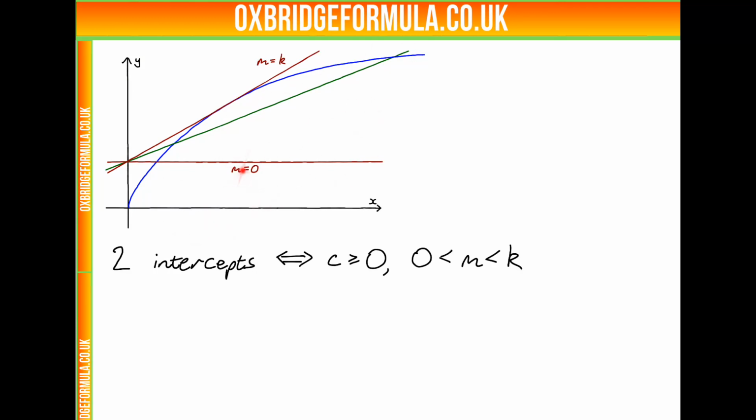Okay, so here's a smaller sketch of our setup, and we've deduced that there are 2 intercepts if and only if c, our y-intercept, is greater than or equal to 0, and m is strictly between 0 and k. But what is k? Well, k is this special value of the gradient m, such that even when we have c greater than or equal to 0, if m equals k, then we have just 1 intercept between the curve y equals square root of x and the line y equals mx plus c.